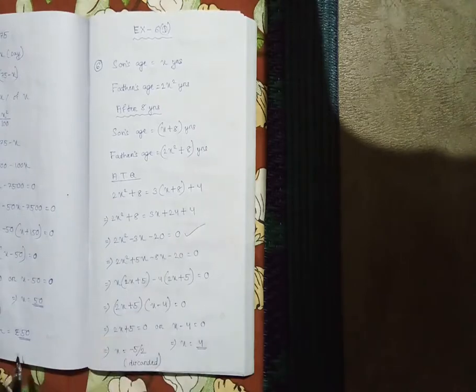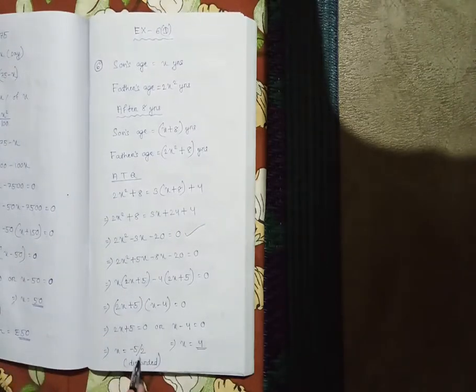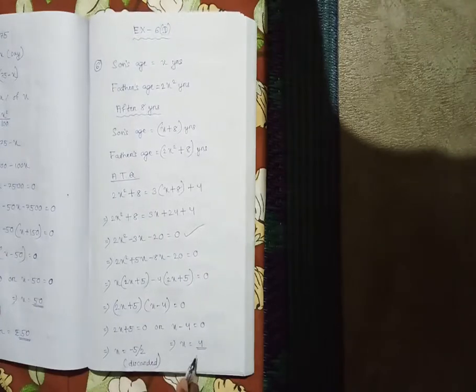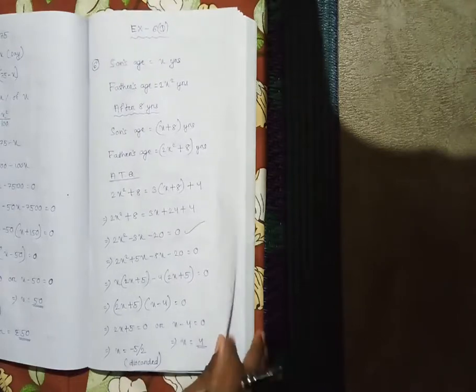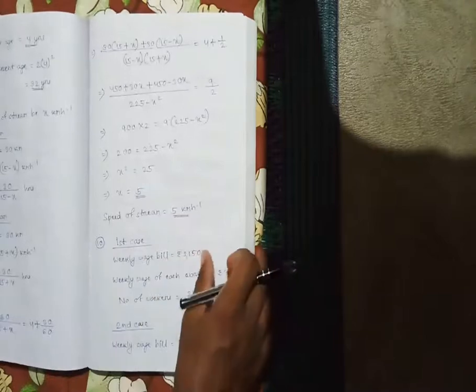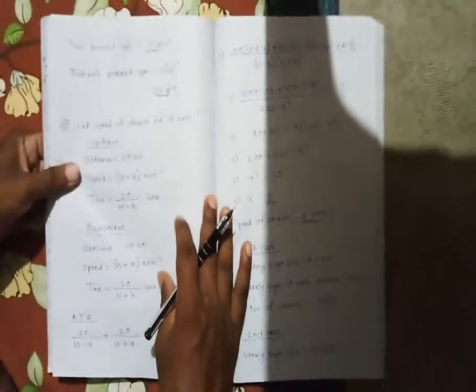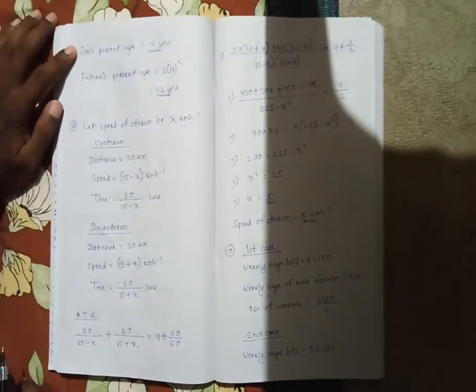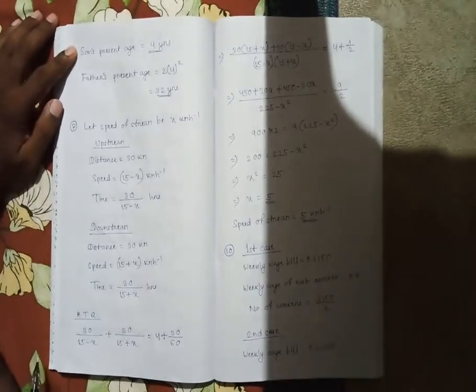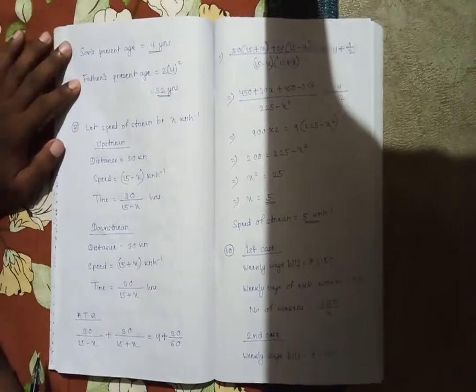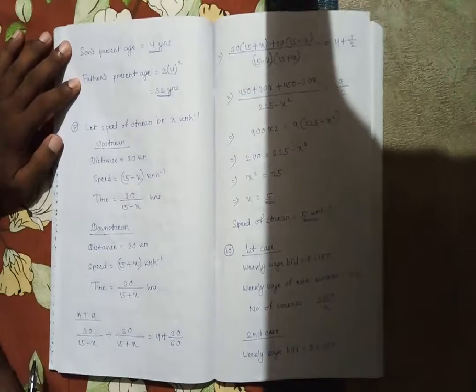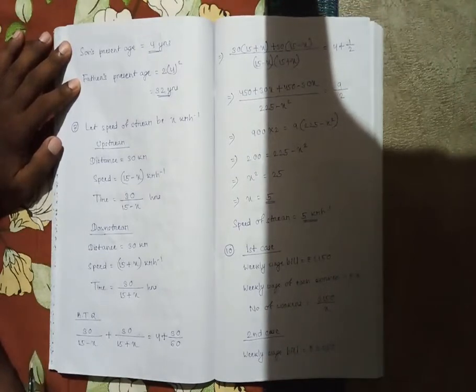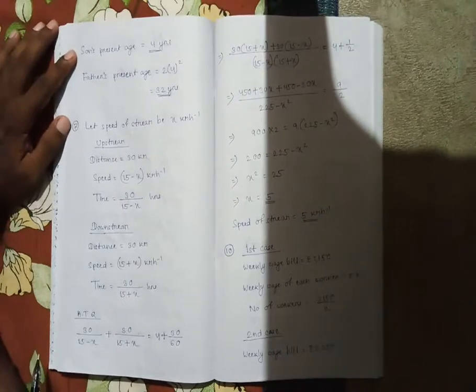Then on solving this quadratic equation, you will get x is equal to minus 5 by 2, which is negative, so discarded. The other value of x will be 4. So this can be accepted. So x is equal to 4. Therefore, son's present age is equal to x, which is 4 years. Father's present age is equal to 2x square, means 2 into 4 square, which is 32 years. Now let us move to number 7.